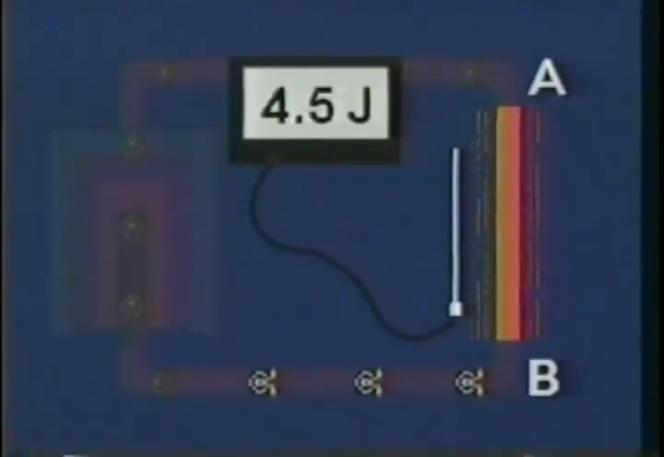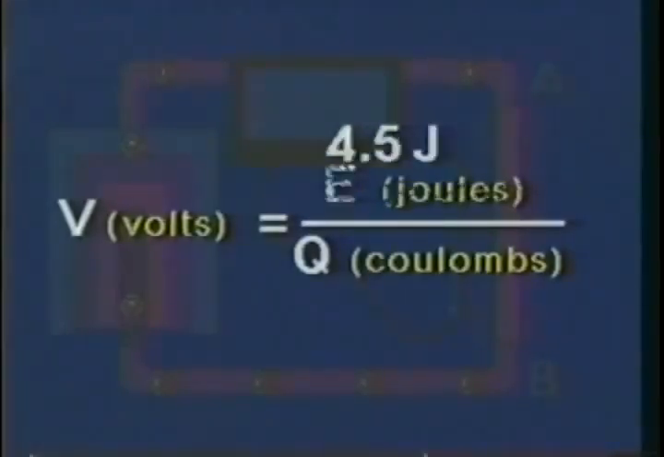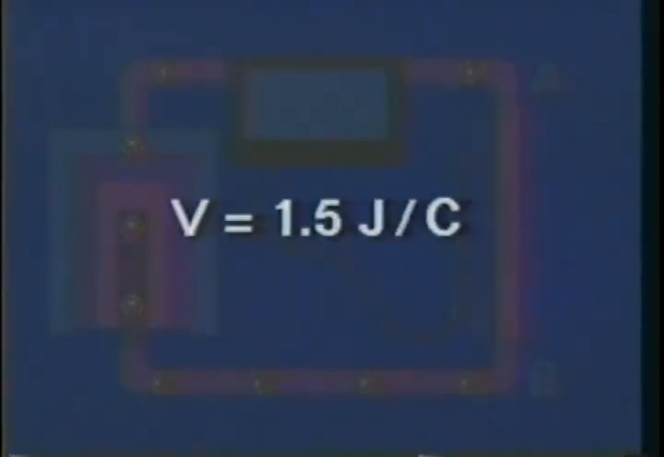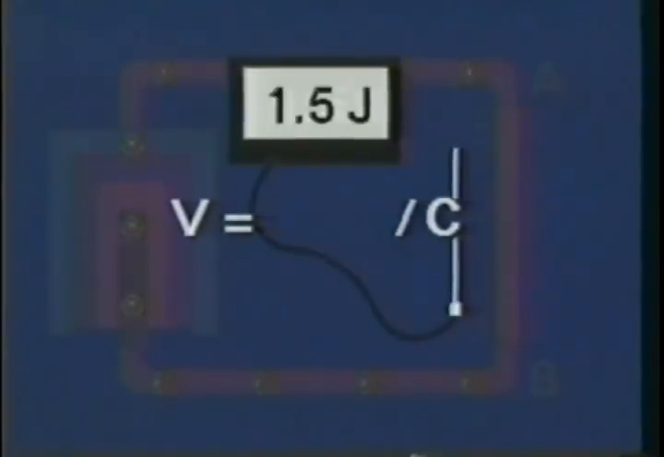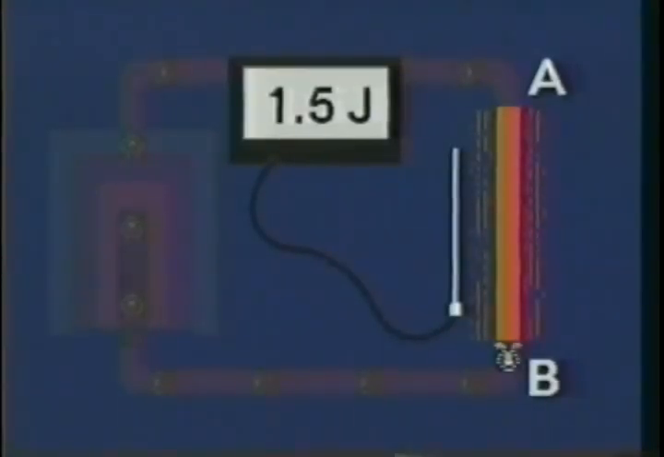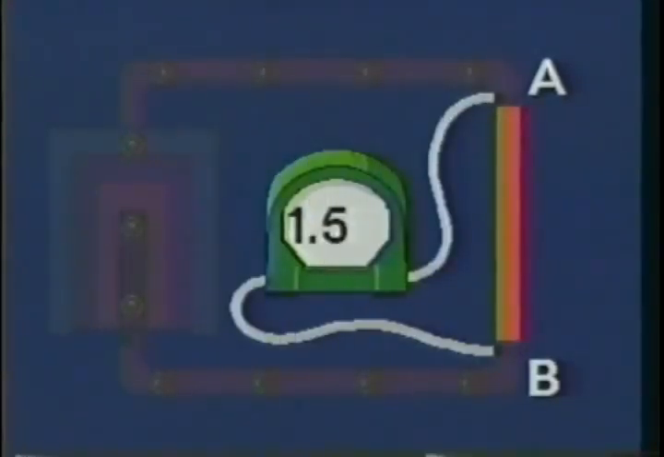Suppose in this example, we find that 3 coulombs of charge flowing through the heating element cause the element to give off 4.5 joules of heat energy. We can calculate the potential difference between A and B using our equation. So, in this circuit, each coulomb of charge loses 1.5 joules of energy as it flows from A to B. Since potential difference is measured in volts, we can say that the potential difference across AB is 1.5 volts.